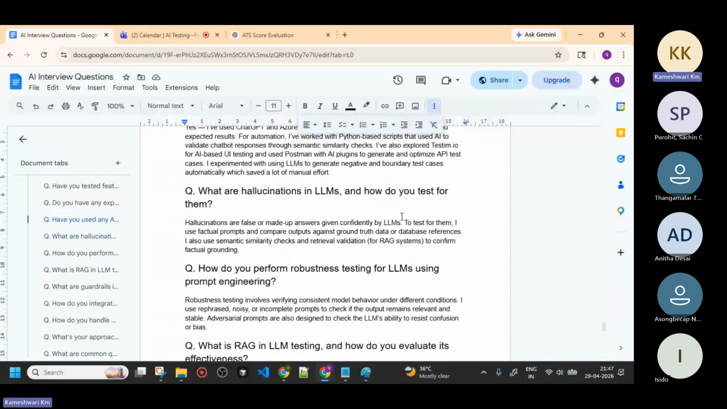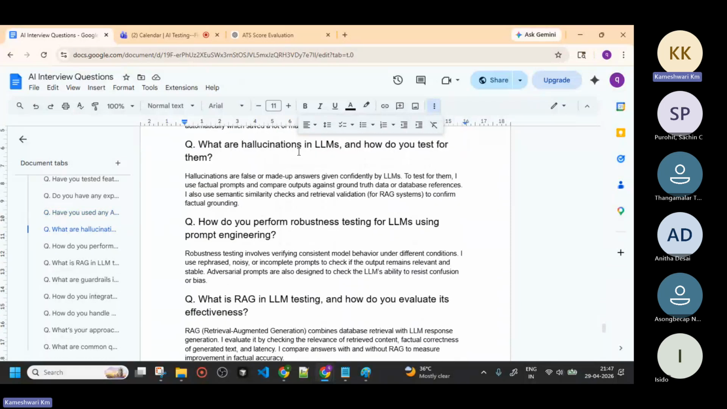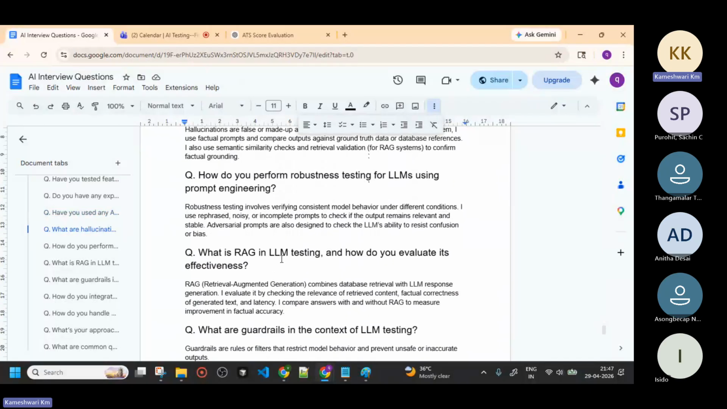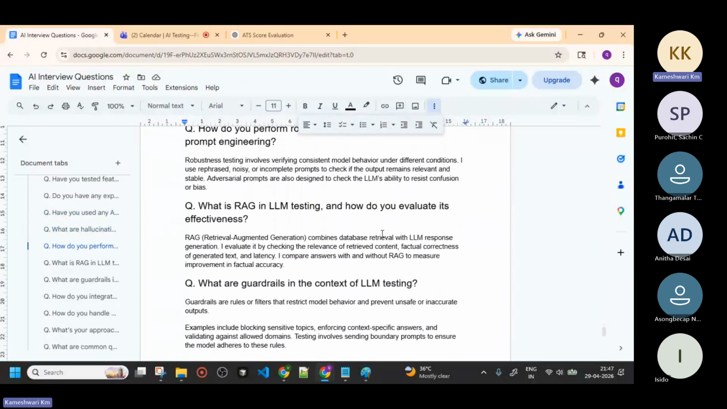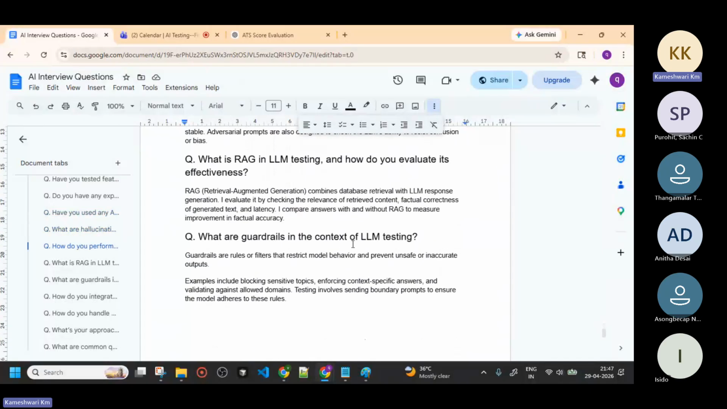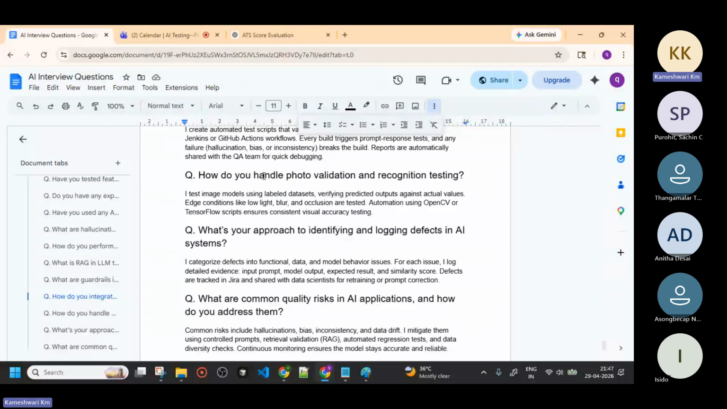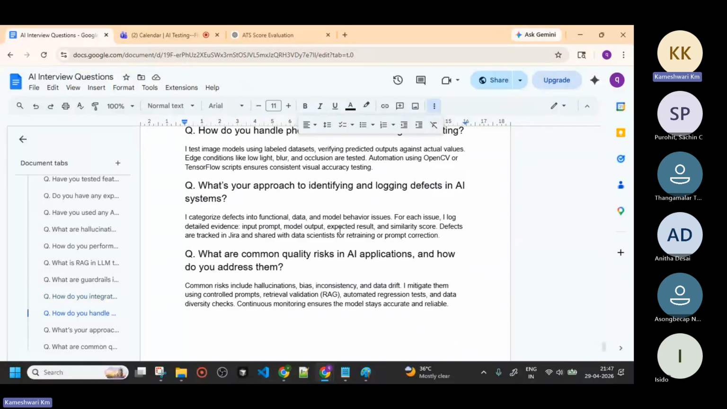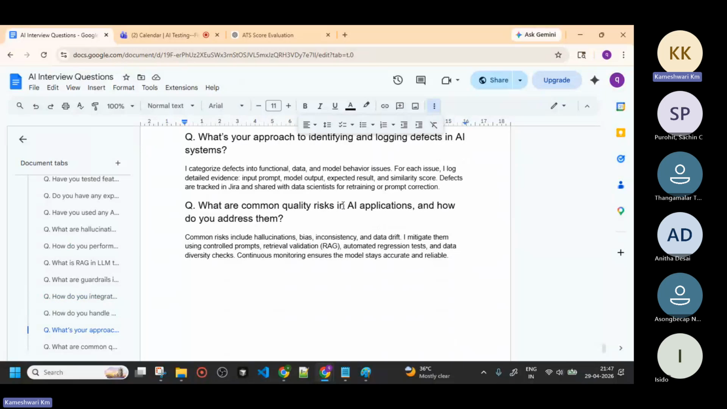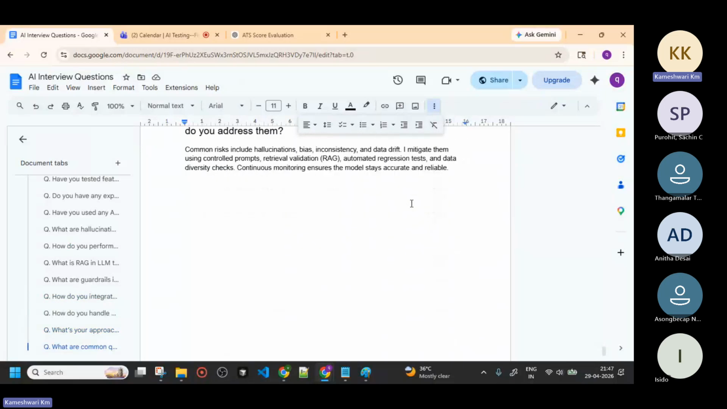Okay. Next one is: what are hallucinations in LLMs? How do you test for them? How do you perform robustness testing for LLMs using prompt engineering? What is RAG in LLM testing? How do you evaluate its effectiveness? What are guardrails in the context of LLM testing? How do you integrate LLM testing in CI/CD pipelines? How do you handle photo validation and recognition testing? What's your approach to identifying common quality risks in AI applications and how do you address them?